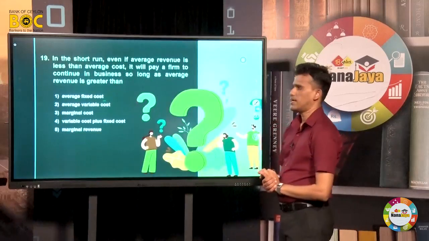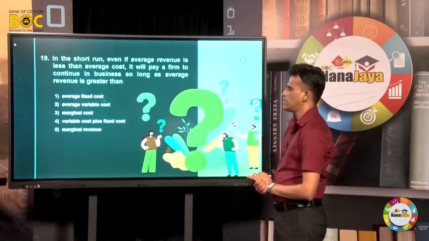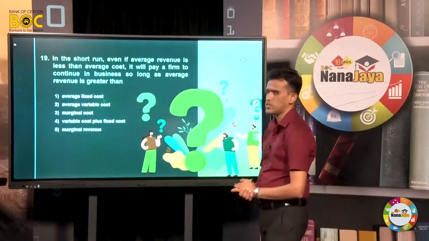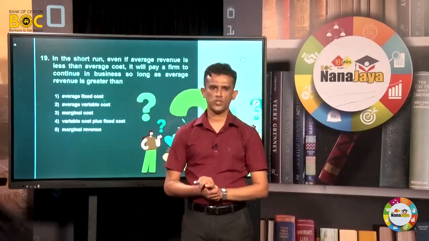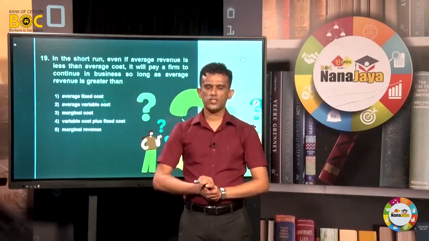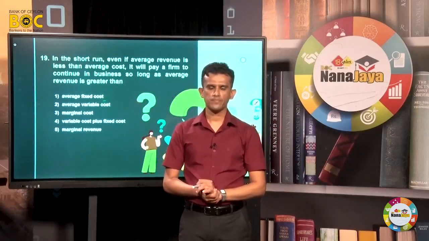Question number 19. In the short run, even if average revenue is less than the average cost, it will pay a firm to continue in business so long as average revenue is greater than, right? This question is regarding the shutdown condition of a firm in perfect competition.